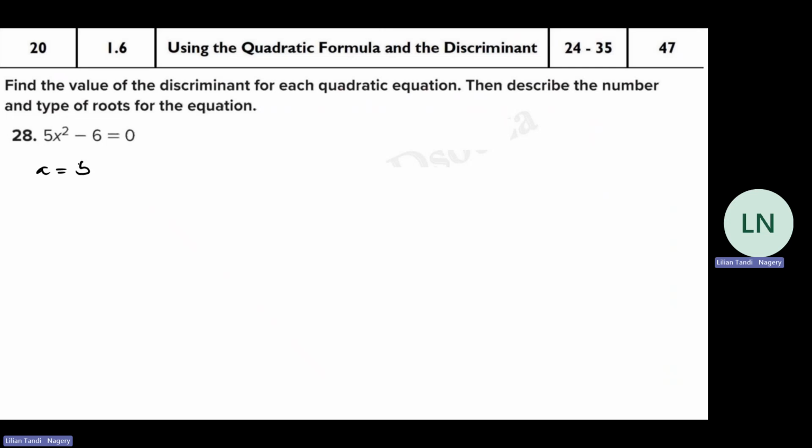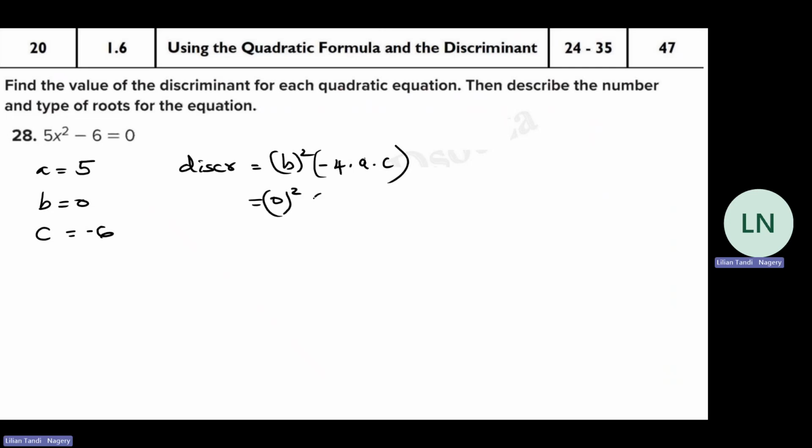A is 5, B is 0, C is -6. Discriminant equals B squared minus 4 times A times C. 0 squared minus 4 times 5 times -6. 0 plus 0 plus what? 120. Because this is 20 negative, so one positive 120. So 120 is my discriminant.